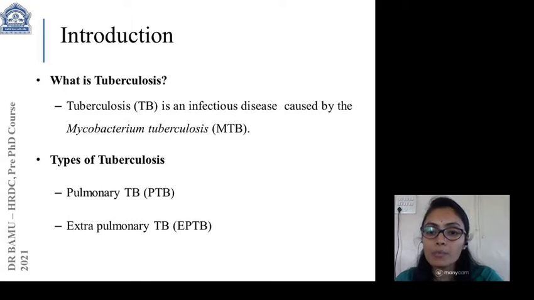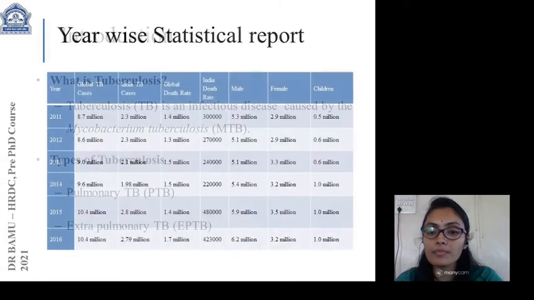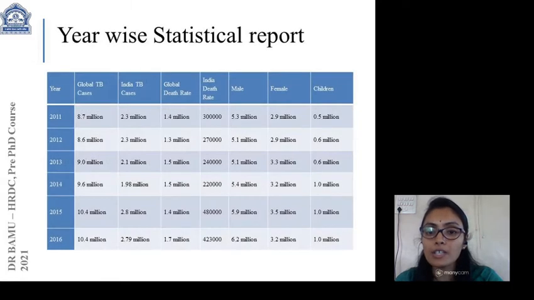There are two types of tuberculosis, pulmonary tuberculosis and extrapulmonary tuberculosis. Pulmonary tuberculosis affects the lung organs, whereas extrapulmonary tuberculosis affects organs other than the lungs, such as skin, bones, etc. As per the World Health Organization, here we will see the year-wise statistical report of global TB cases and India TB cases from 2011 to 2016.